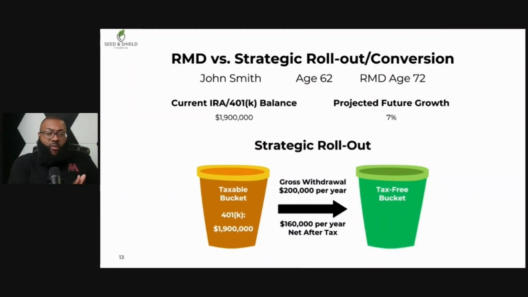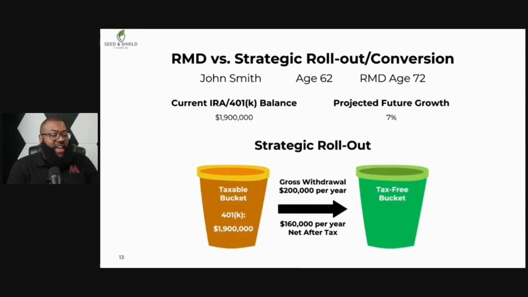So if you're at the point where you're at retirement already and you're currently tapping into your investment, your 401k, tax deferred IRA dollars, you don't have to be subject to that. You can go through a process to move that money or a portion of that money into an IUL with a strategic rollout. So this is John Smith.